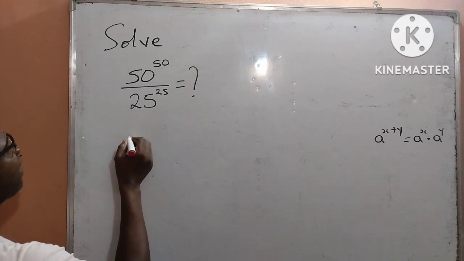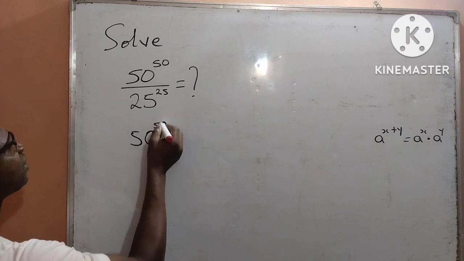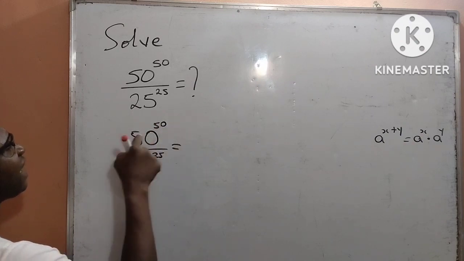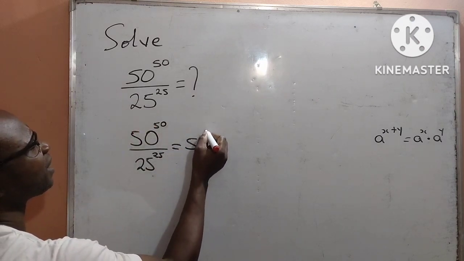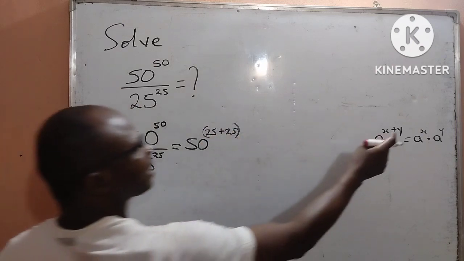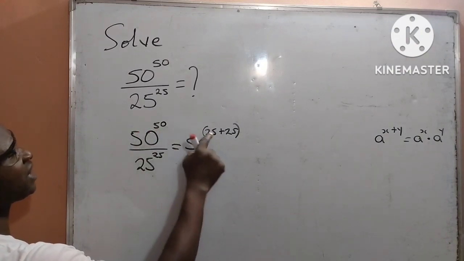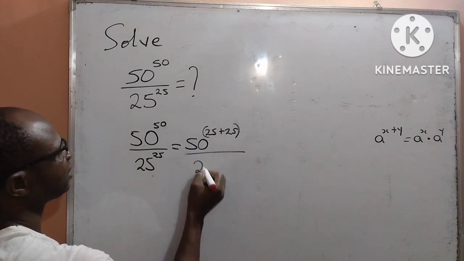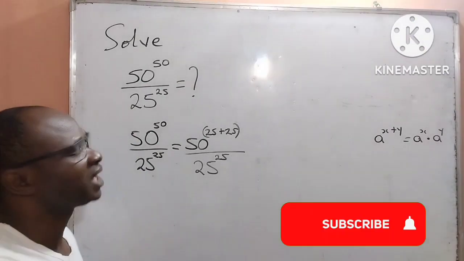That is, I will now have 50 to the power of 50 over 25 to the power of 25. Now, I will write this 50 as 50 to the power of 25 plus 25. So, I am applying this law by the left hand side. So, 50 is now written as 25 plus 25 all over 25 to the power of 25. That is what I have now.